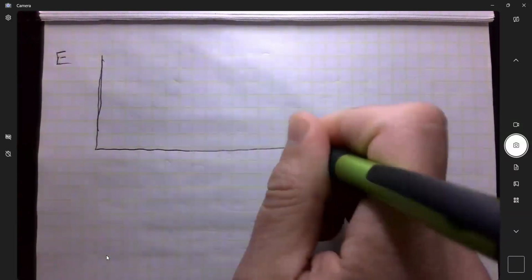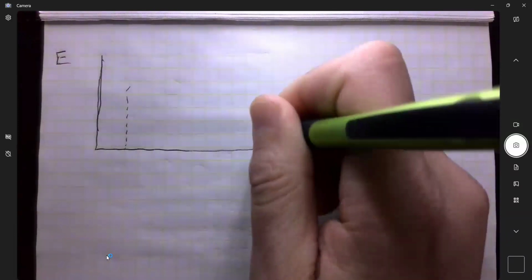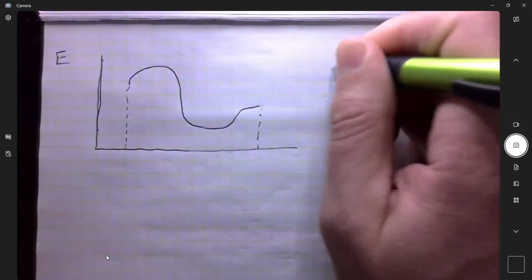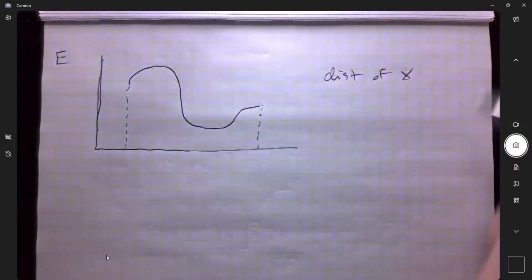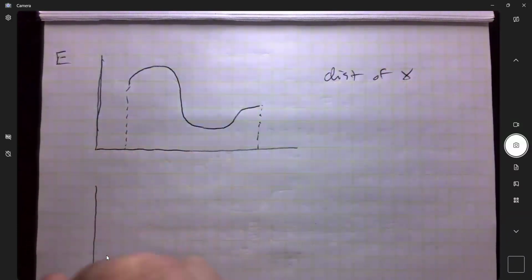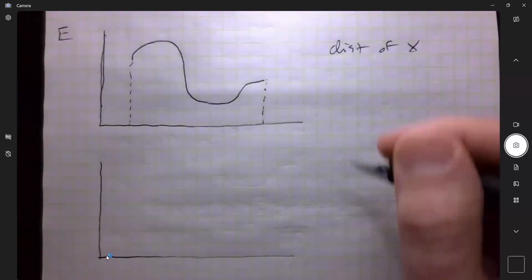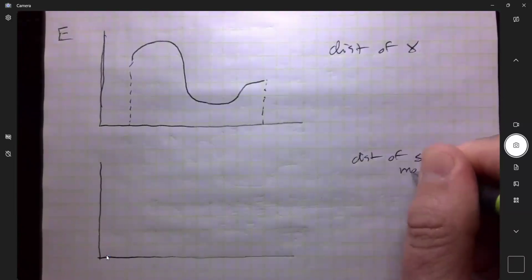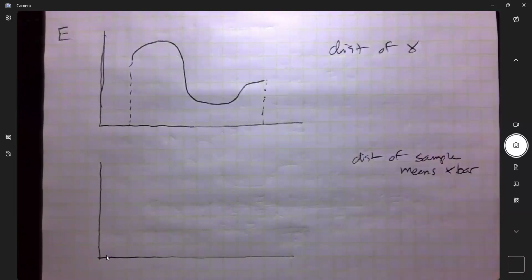Let me just draw this more schematically using, again, that same probability distribution. I'm not worrying about the numbers so much. High, then low, then a little bit higher. Okay, so this is the distribution of X, and we're going to collect samples that are big enough in size to apply the central limit theorem. So this is going to be the distribution of sample means, X bar.